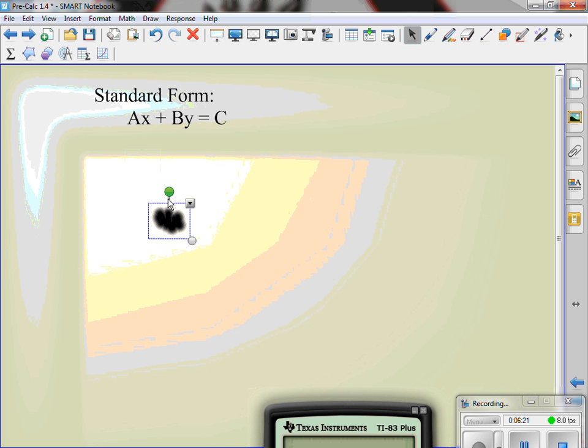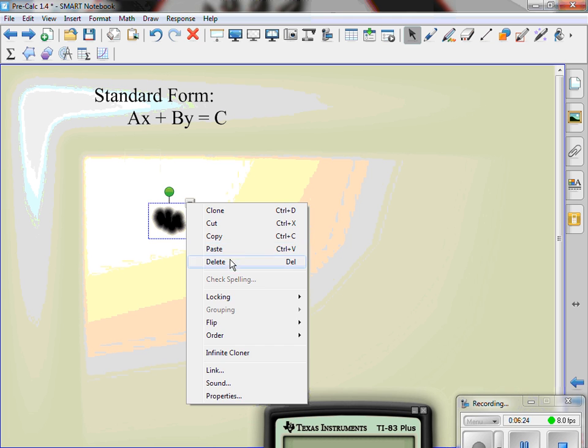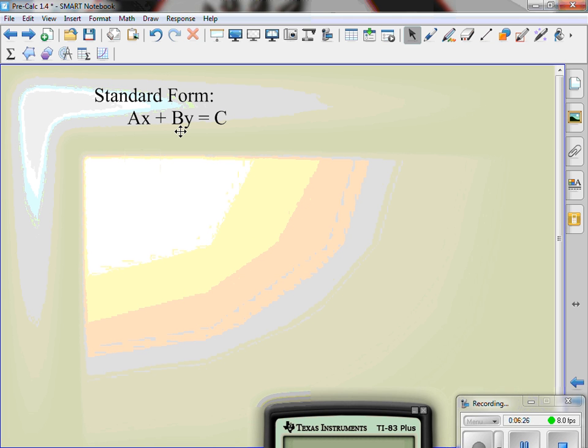Another thing you were taught was the shortcut of how to find the slope given this. If I rearrange to find the slope, y equals mx plus b, I have to subtract the ax, and then I need to divide by b. So actually slope is negative a over b. It's an old shortcut. That's the slope by looking at standard form.